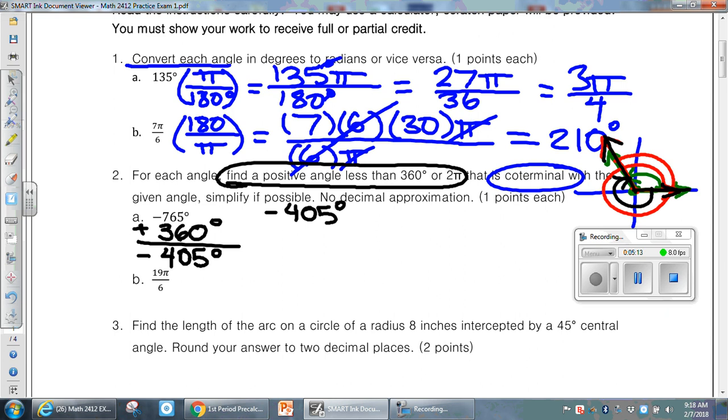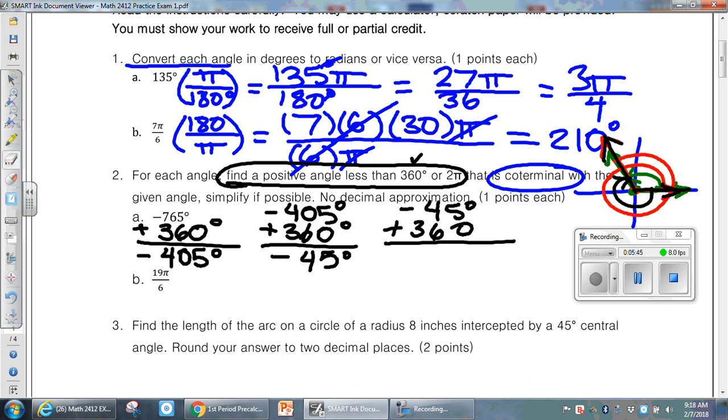So if we add 360 again, we get the difference. This is a 5, and then 4. 45. Very good. And so will that work? Yes, it is a positive angle less than 360, and it is coterminal to that angle. Oh, that's true, so don't do that. So negative 45 plus 360. So we have to do it again.